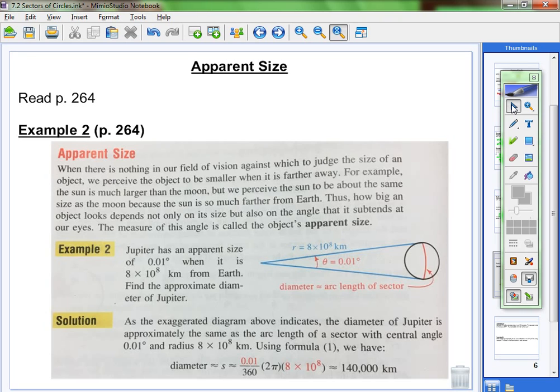Thus, how big an object looks depends not only on its size, but also on the angle that it subtends at our eyes. The measure of this angle is called the object's apparent size.